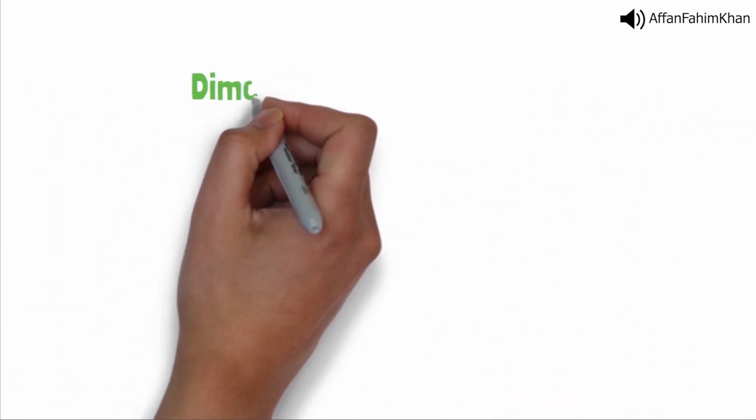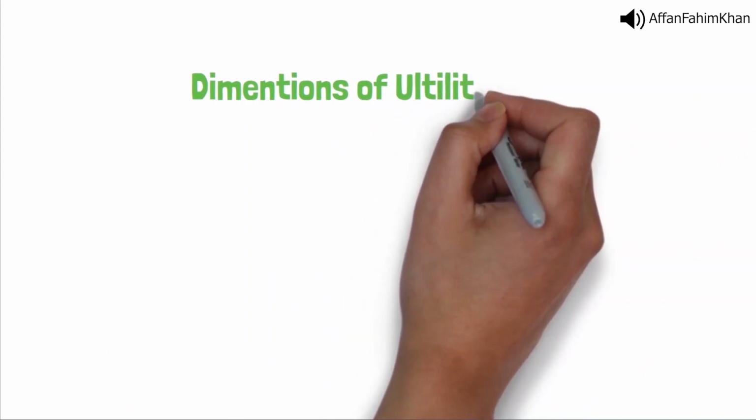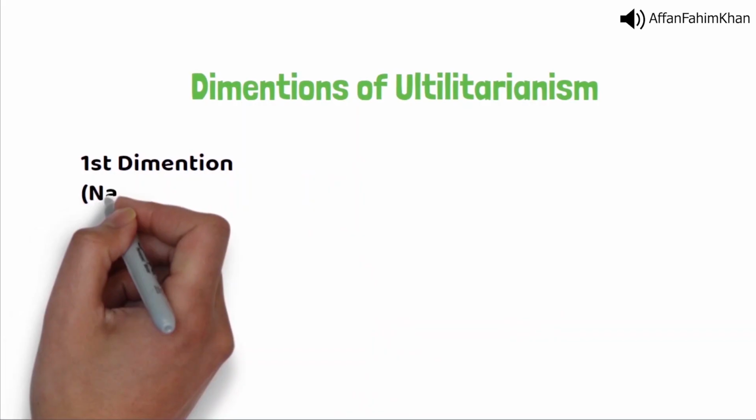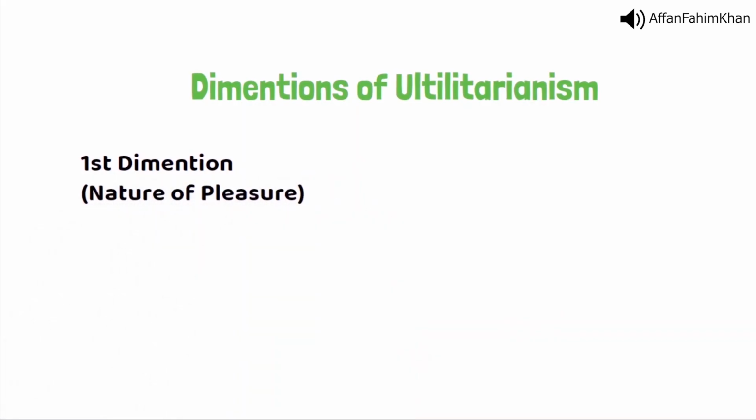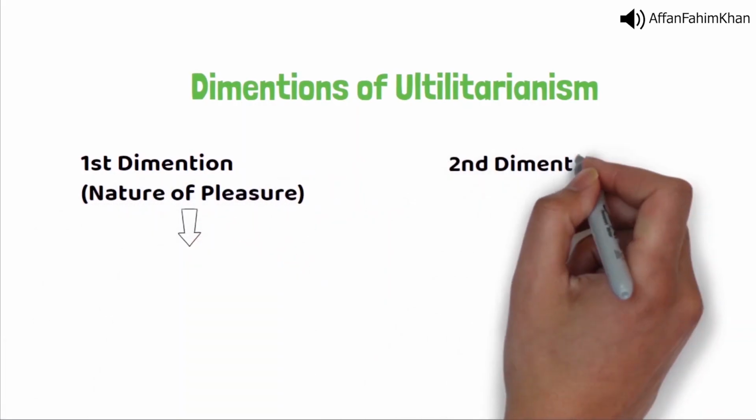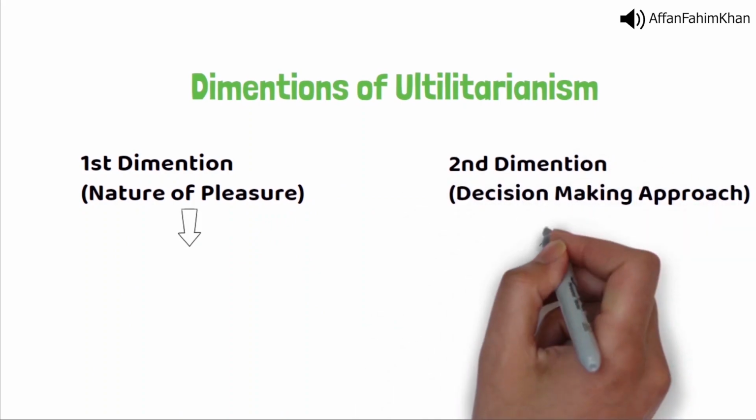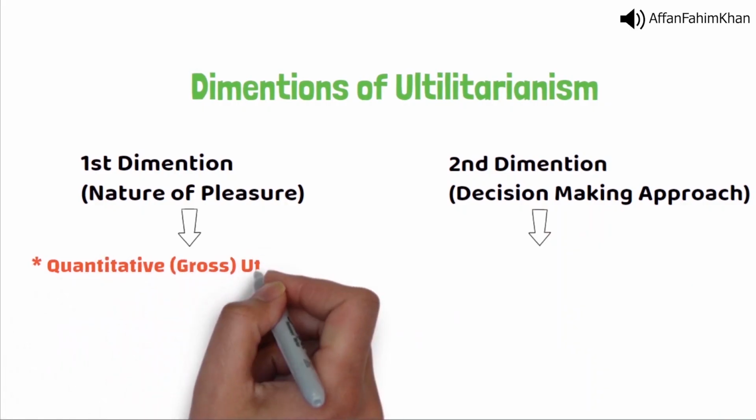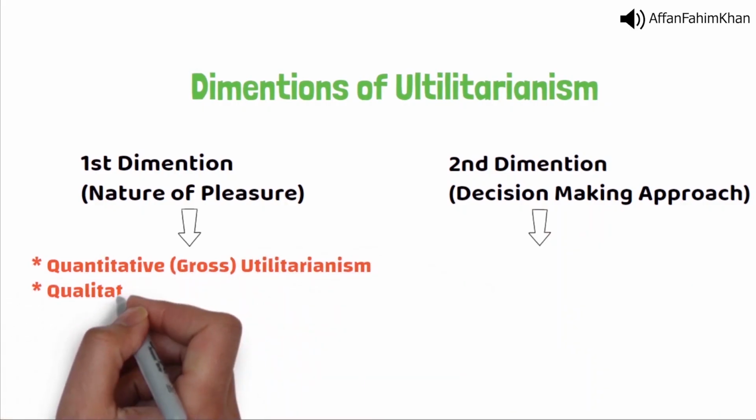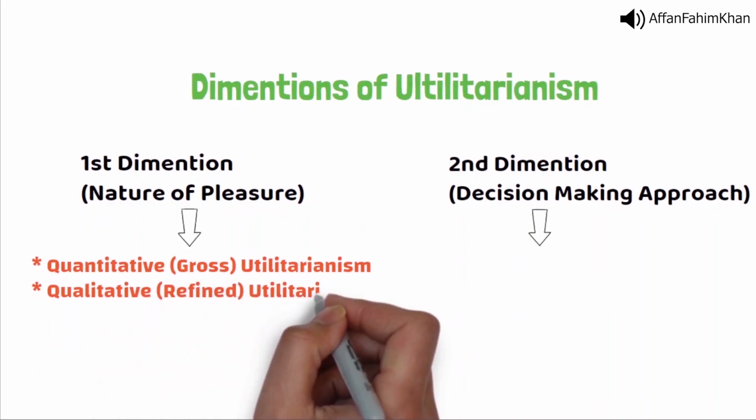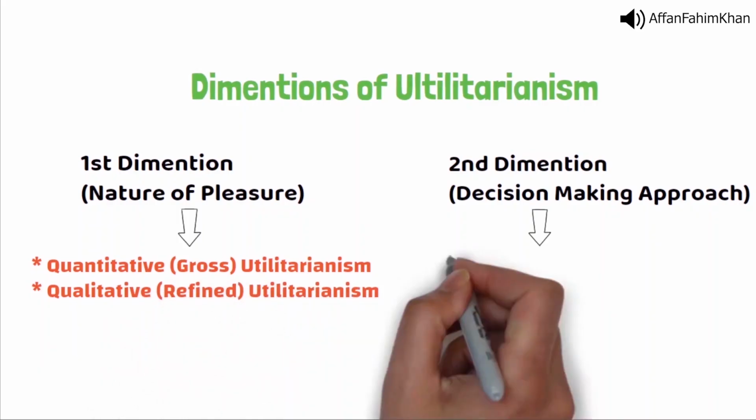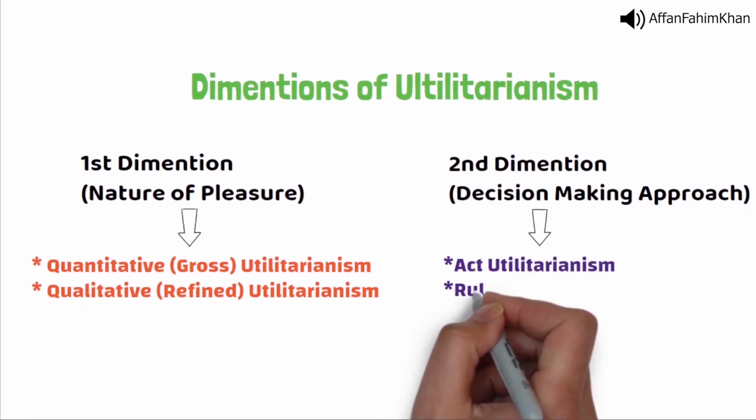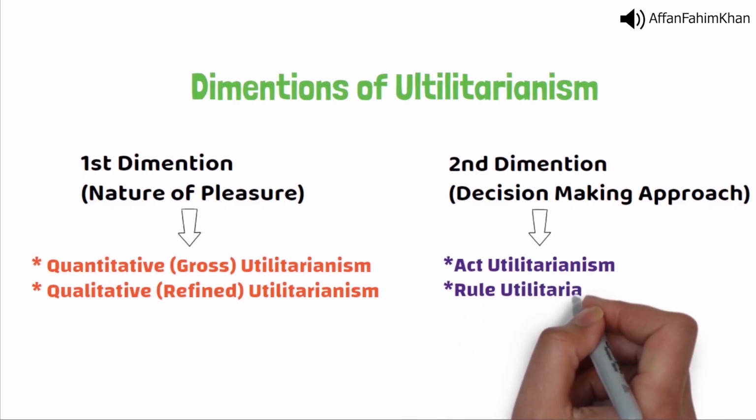Now we are going to talk about the dimensions of utilitarianism. Utilitarianism can be divided into two dimensions. First, on the basis of the nature of pleasure, and the other one on the basis of decision-making approach. The first dimension can be further divided into two parts, which is quantitative utilitarianism or gross utilitarianism, and the other one is qualitative or refined utilitarianism. The second dimension can also be divided into two parts. One is act utilitarianism and the other is rule utilitarianism.